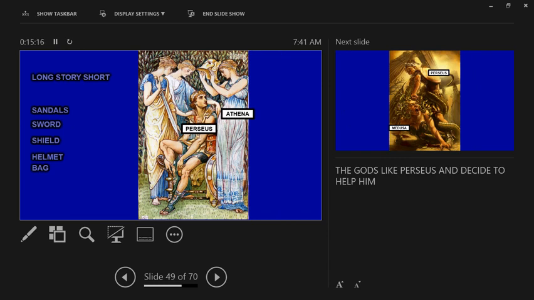The gods love Perseus for some reason, and they help him. They give him winged sandals that allow him to fly. They give him a super sharp sword to cut off the head of Medusa. They give him a shield with a mirror on the inside that he's able to look in the mirror and see Medusa without turning to stone. They give him a helmet that turns him invisible, and they give him a bag to put the head in, so that the blood of Medusa doesn't cause any more trouble.